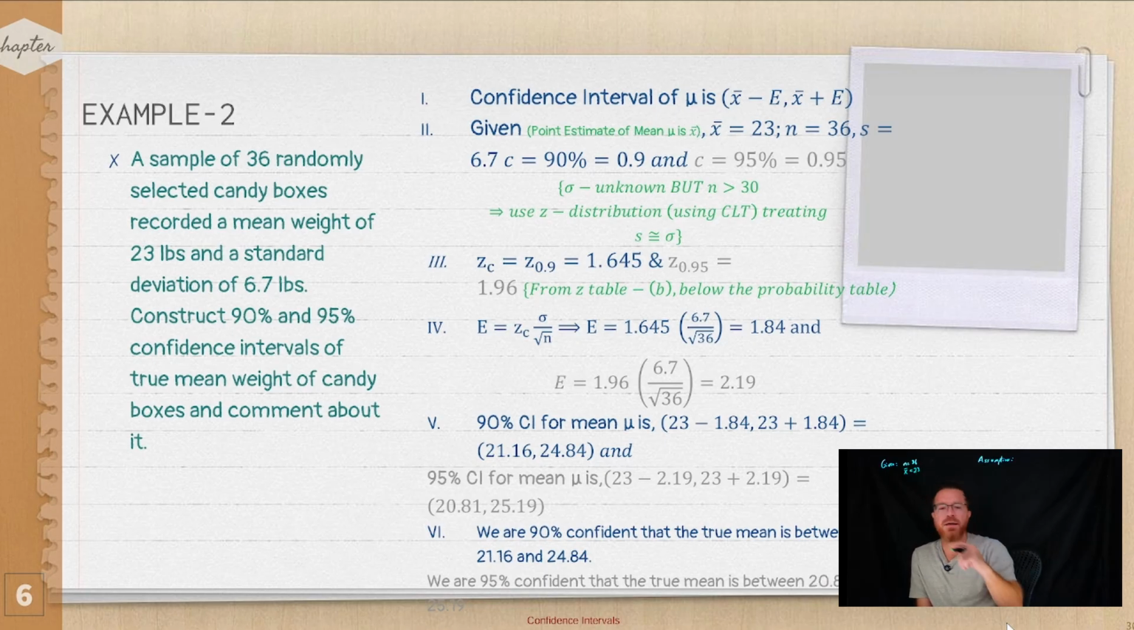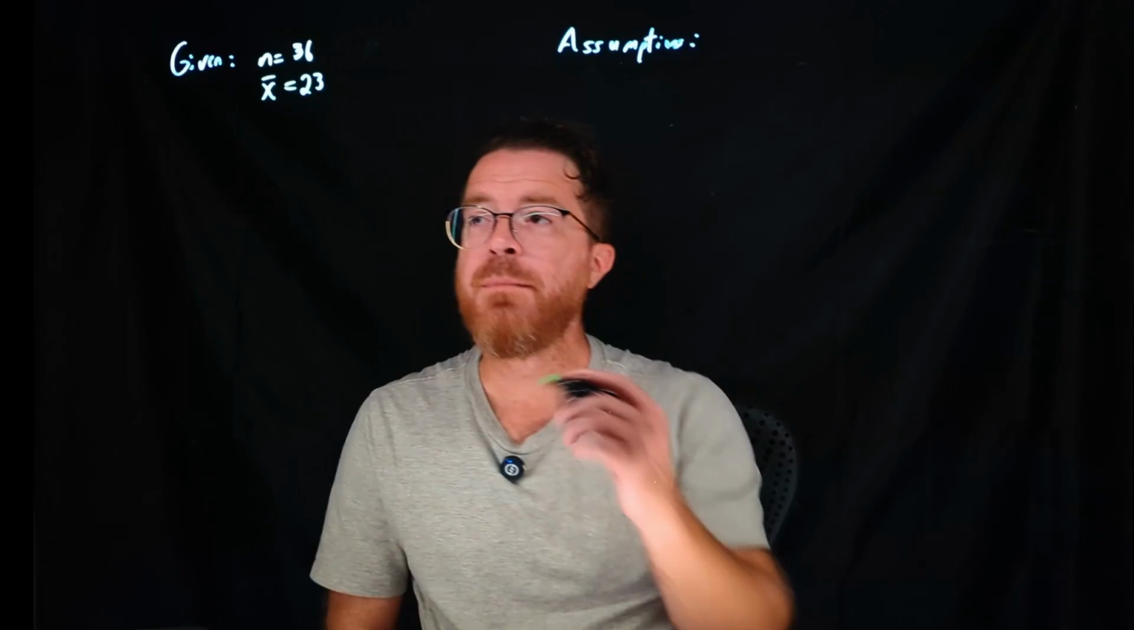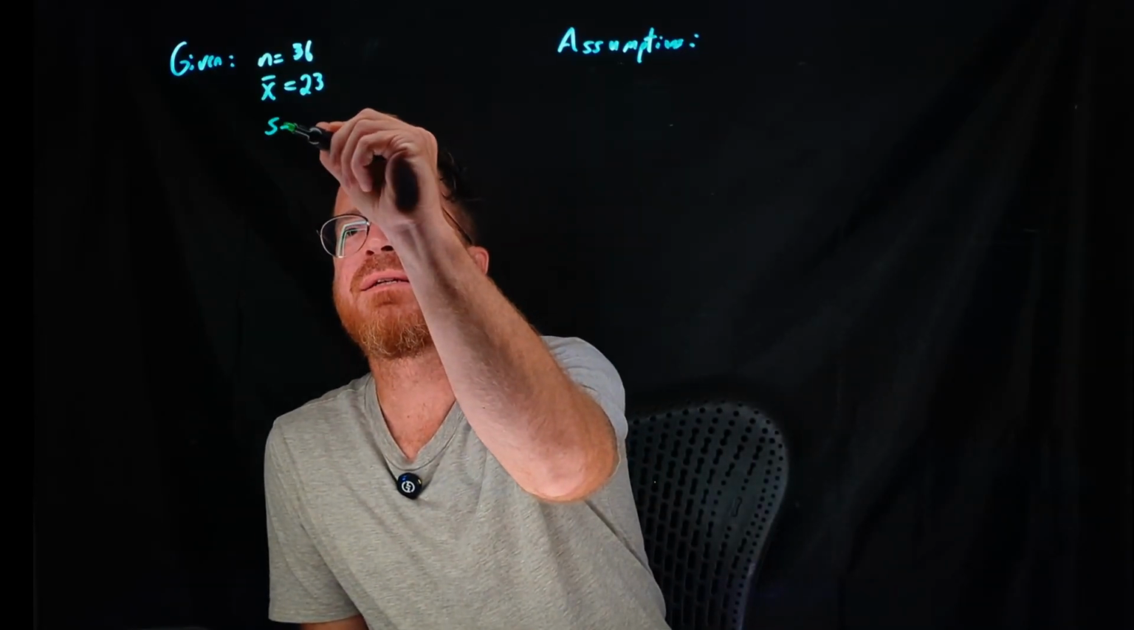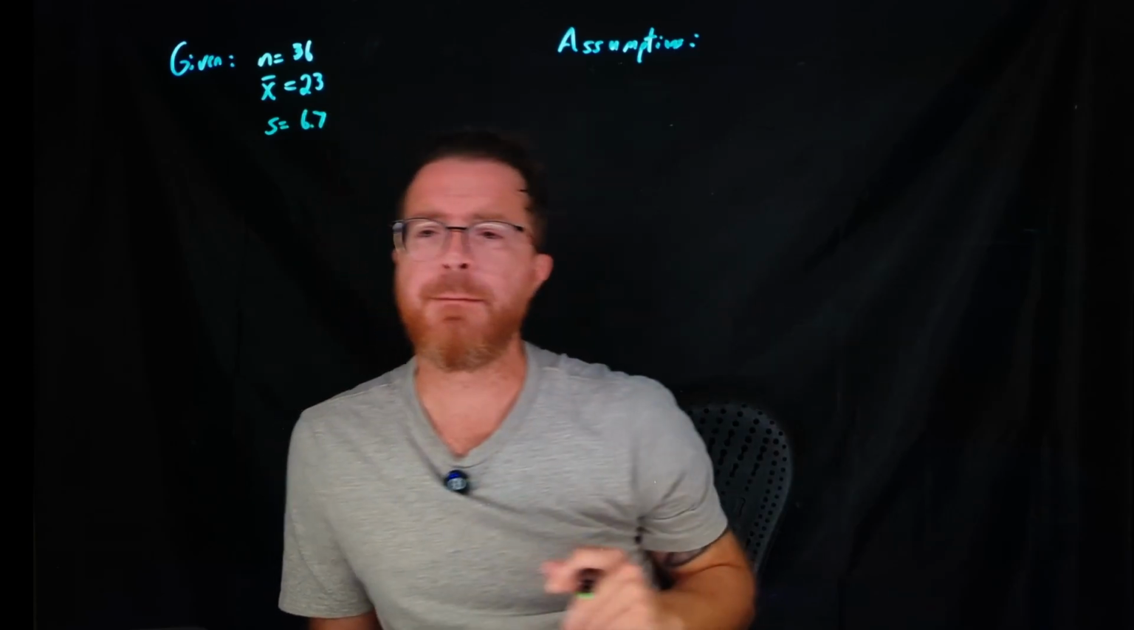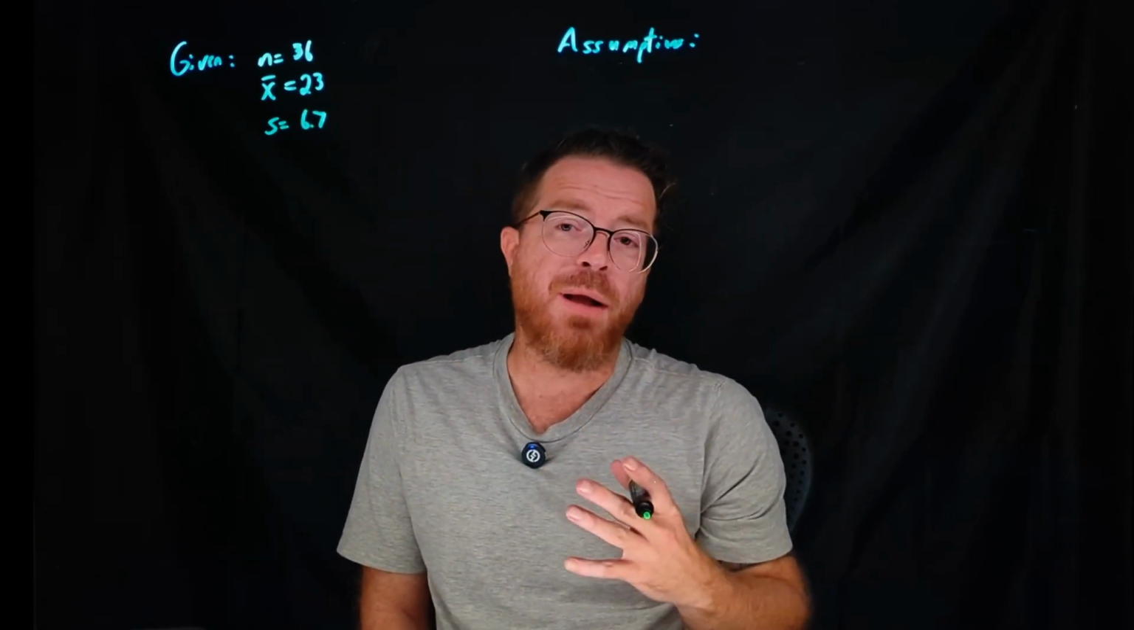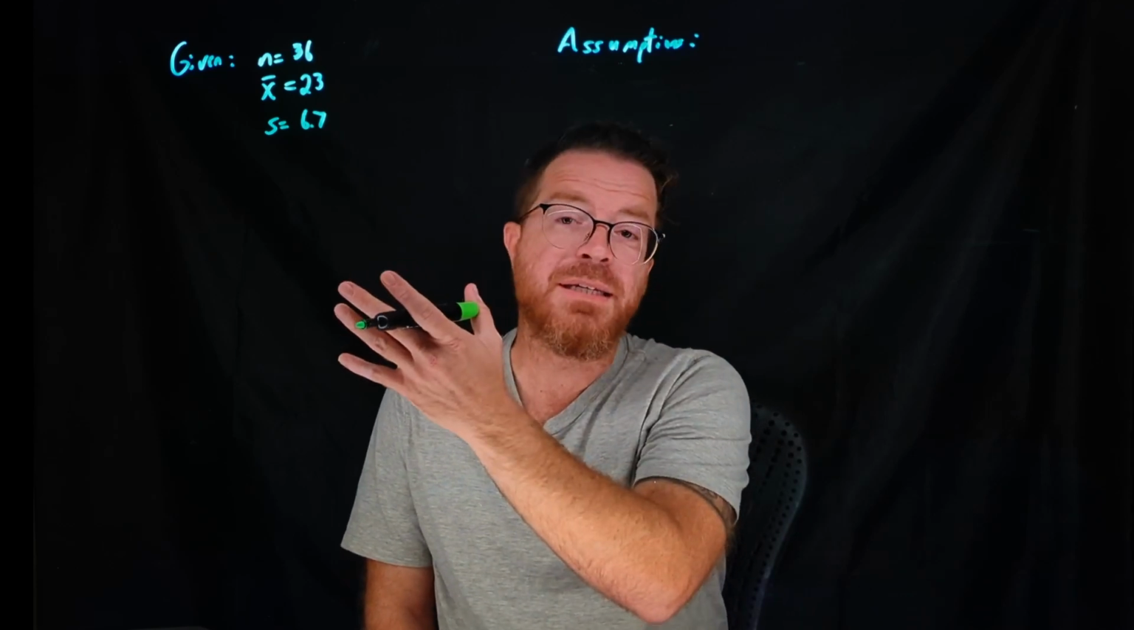Now, notice the way that this is written. A sample of 36 randomly selected candy boxes has a recorded mean weight of 23 pounds and a standard deviation of 6.7 pounds. That means that we got this standard deviation of the weight from our sample, meaning that we have s equals 6.7. So in this case, we are looking at a problem where sigma is not known.